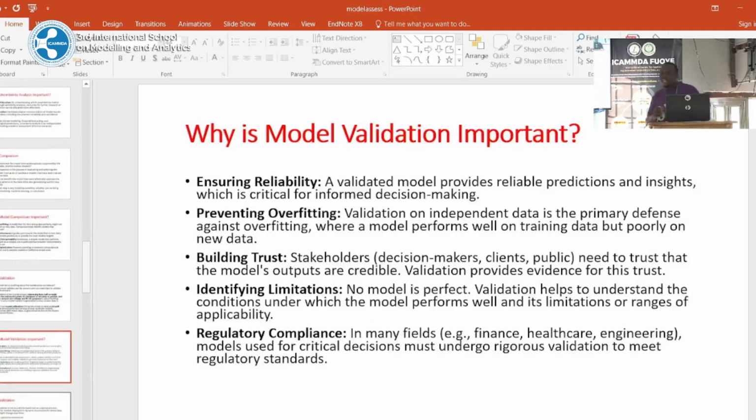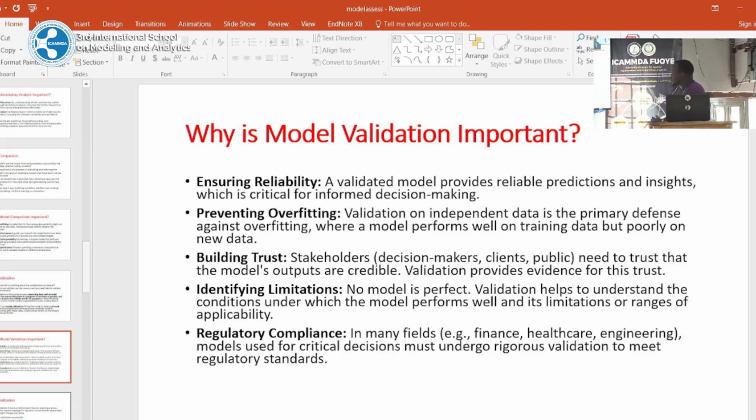So why is model validation important? One, it ensures reliability. A validated model provides reliable predictions and insights, which is critical for informed decision making. Two, a validated model prevents overfitting. Validation on independent data is the primary defense against overfitting, where a model performs well on training data but poorly on new, unseen data.